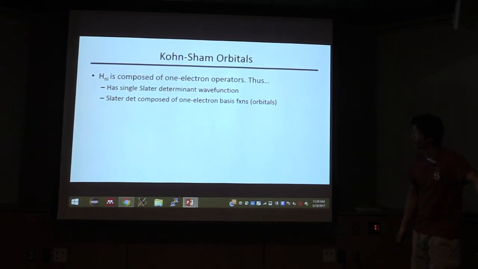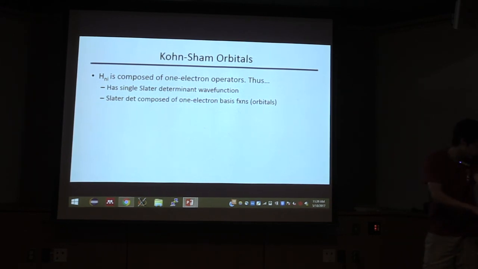So now we're going to talk a little bit about why Kohn-Sham uses orbitals. Basically, once you move to a non-interacting system, your Hamiltonian is composed completely of one-electron operators. And this simplifies the problem of finding the wave function a decent amount. Your wave function for a Hamiltonian of one-electron operators is a single Slater determinant. So that's good. And this single Slater determinant is solely composed of one-electron basis functions, which all of you know as molecular orbitals. All right?